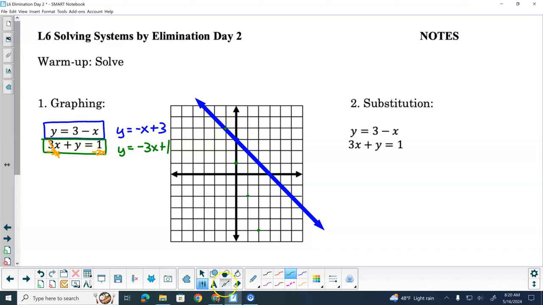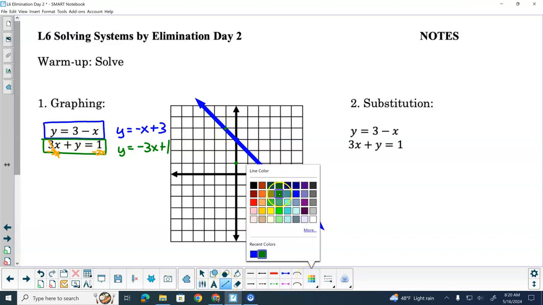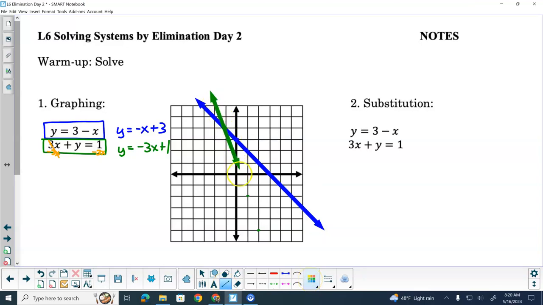Okay, and then we draw in that line. Okay. Did those two lines intersect? Yes, they intersected. So that means we have an intersection point. That means we have a solution to this system. What is the solution to this system of equations?